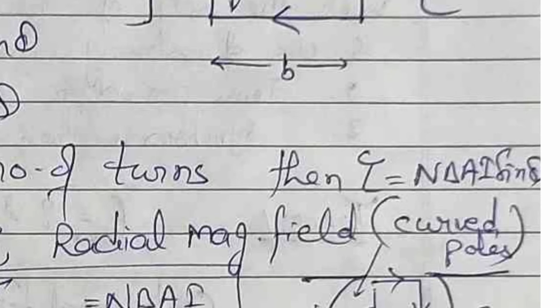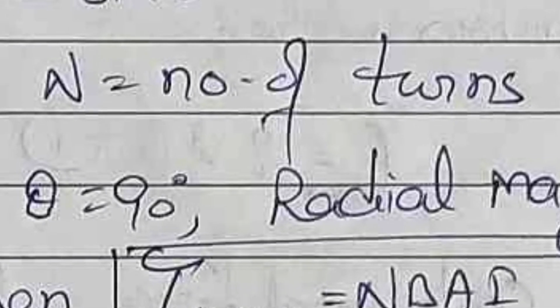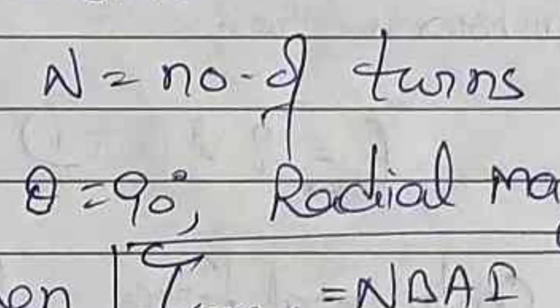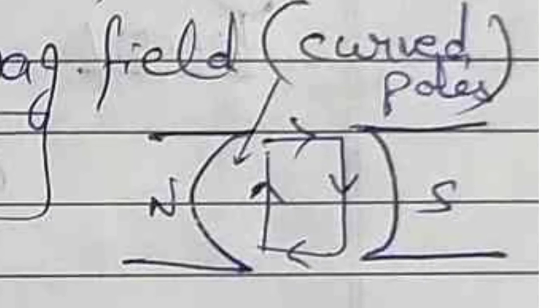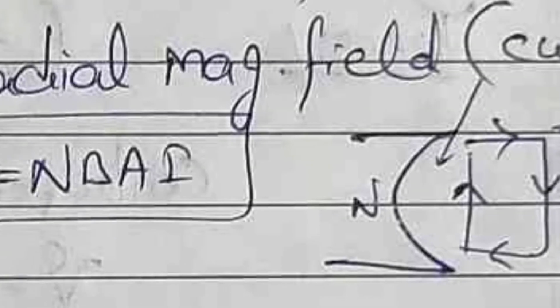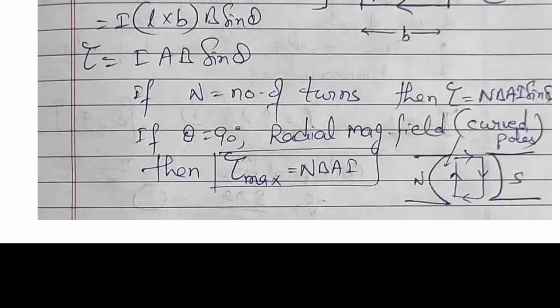If we want to have maximum torque, what will we do? We will make sin theta 1. How can you make sin theta 1? By considering theta equal to 90 degrees. This can only be done by using a radial magnetic field, or curved poles, or a horseshoe magnet. By doing this, the area is always parallel to the magnetic field, or theta is always 90 degrees. You can say maximum torque is NBAI.